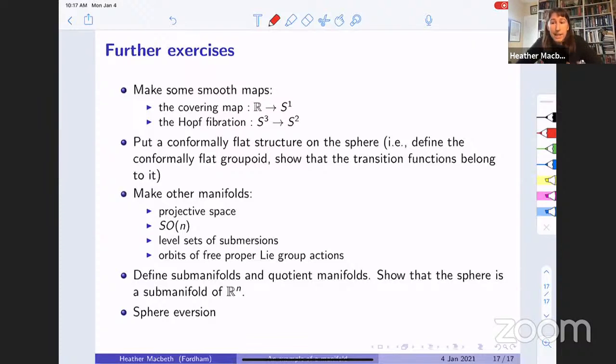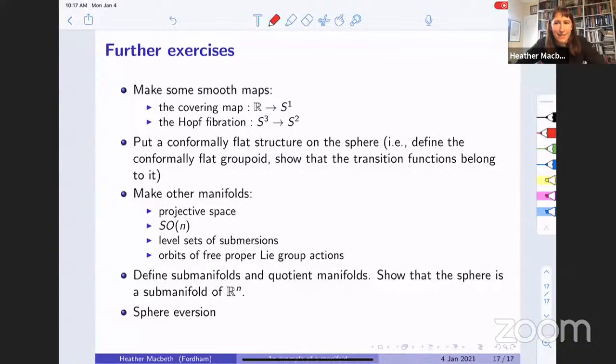So ideally, you want to have this stronger statement, not just that the sphere that I've made is a manifold, but that it's a submanifold of Rn, and the same for all of these things that I wrote down. So you want to make that definition and then verify it in these cases.